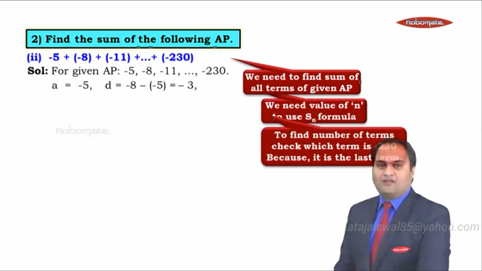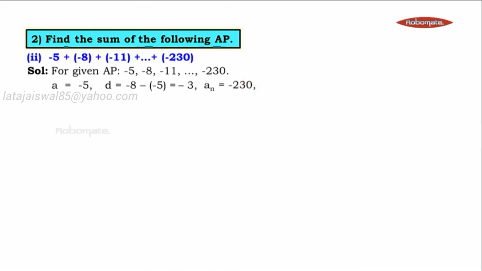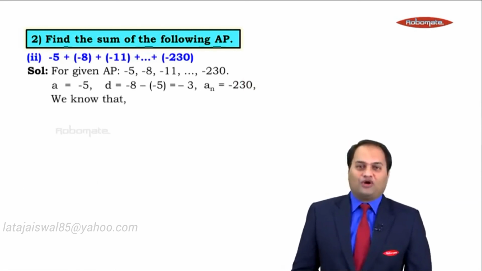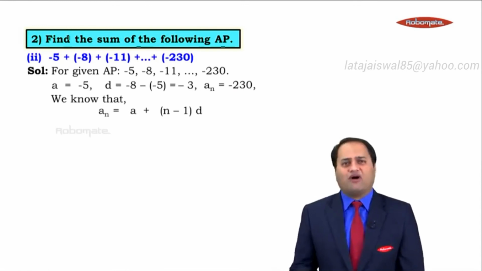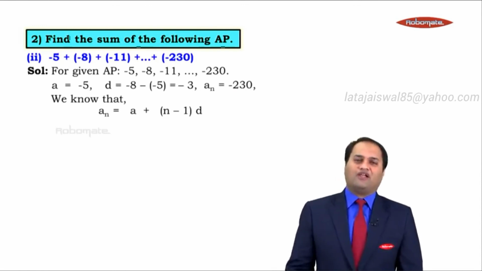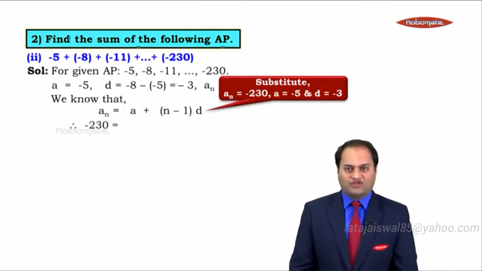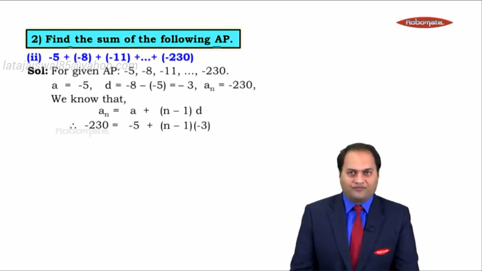To find N, the good thing is the value of AN is given to us because the last term is given to us. So AN is equal to minus 230. First, we need to use the formula of AN. AN is equal to A plus N minus 1 into D. Why are we doing this first? To find the value of N. Let's do it quickly. Let's substitute AN as minus 230, A as minus 5 and D as minus 3.